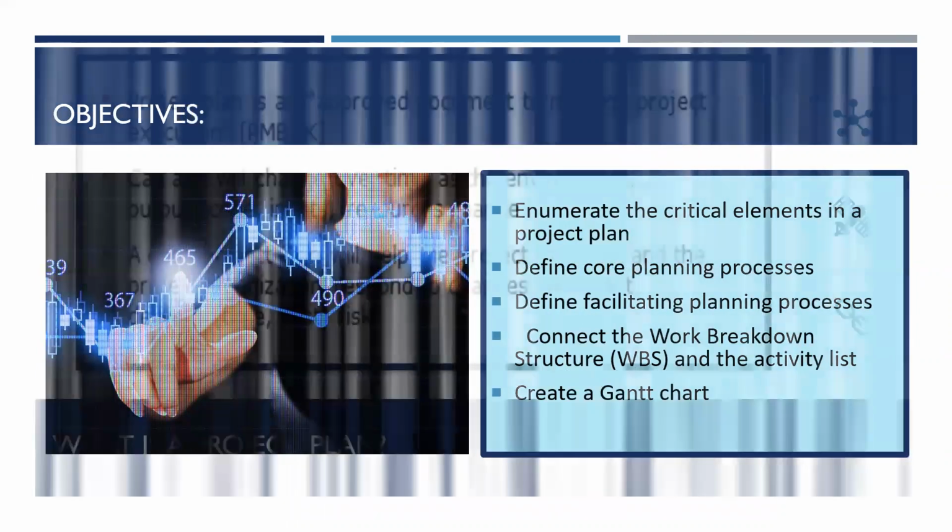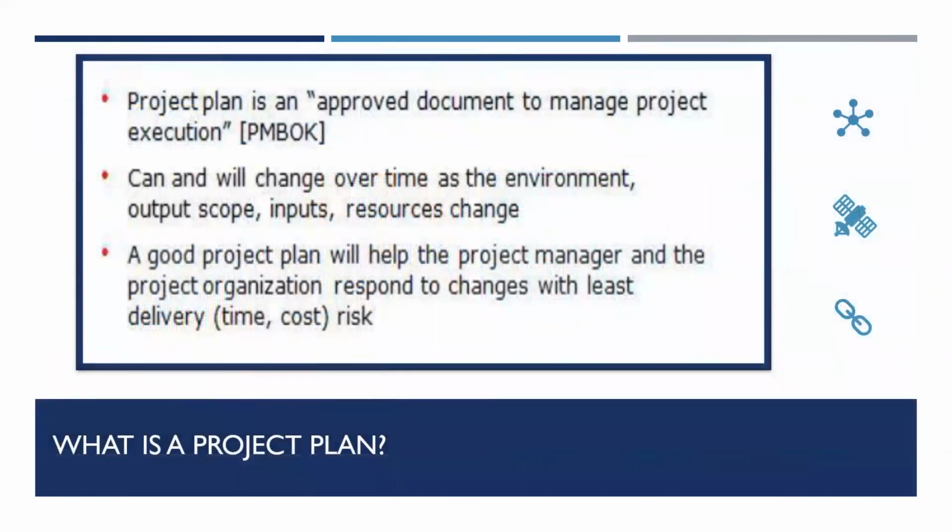Okay. So first, what is a project plan? A project plan is an approved document to manage project execution. So the project plan becomes the primary source of information on how the project will be planned, executed, monitored, controlled and closed, as we have previously discussed. So in the previous session, we have established the importance of putting a project plan and what the consequence will be if we do not have a plan.